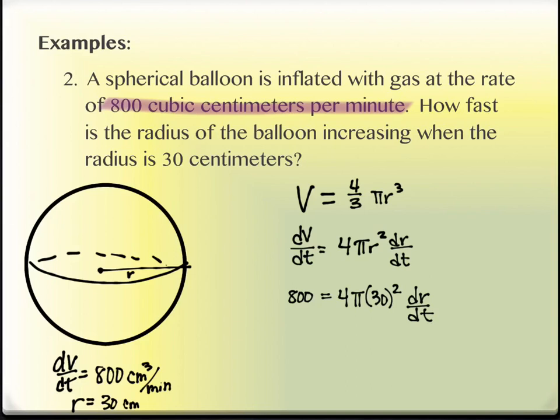Feel free to simplify the right-hand side and then to divide it if you wish, or you can simply write it divided here now. That's the way I'm going to do it this time. So I have 800 over 4 pi times 30 squared, which is 900. Somebody find out for me, what does this give me with 4 decimals?